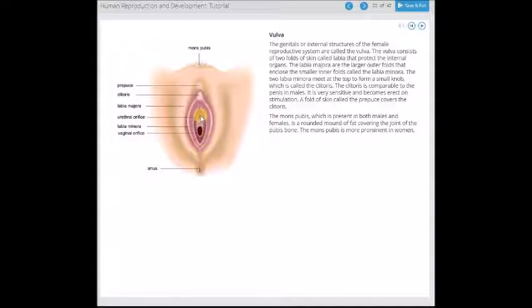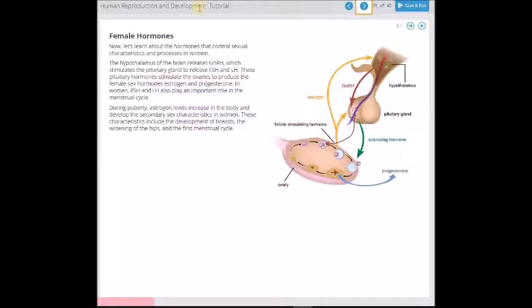And notice that the urethra and the vagina are two separate orifices in females, whereas in males, the similar ones are combined, back right behind the pituitary gland. I'm sorry, the prostate gland.